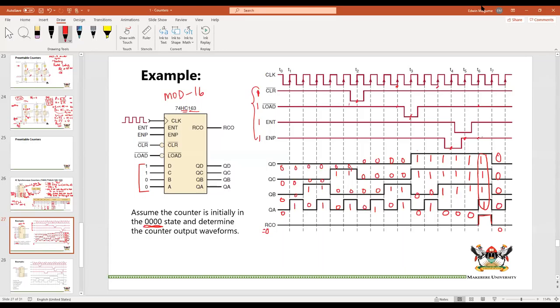Now, Erwin is asking, QA is the least significant bit. Yes, this is the case. How do you identify the LSB? Is it always at the bottom one? Well, based on standard nomenclature, usually it can also depend on the naming. If you see A, usually that's the least significant bit.